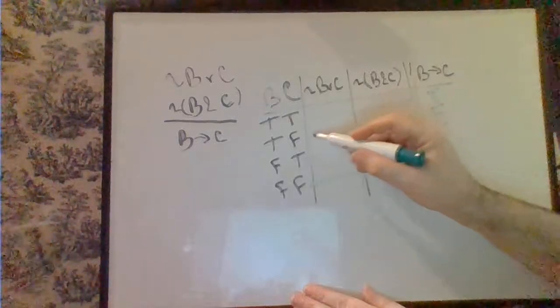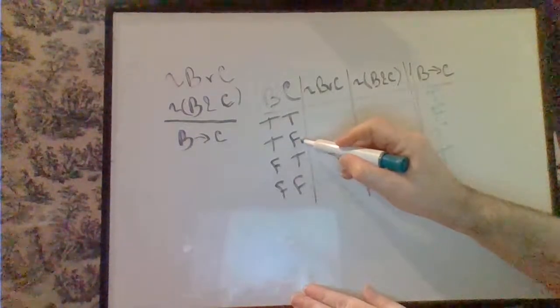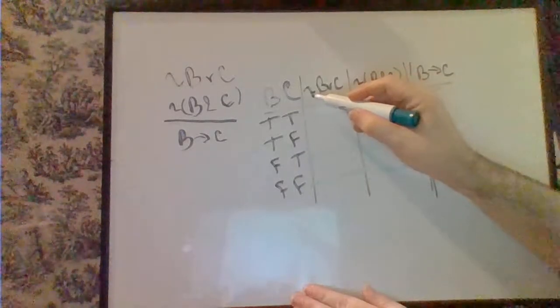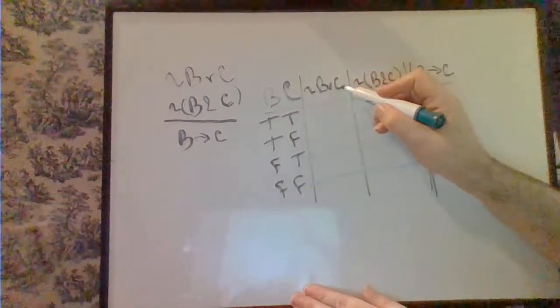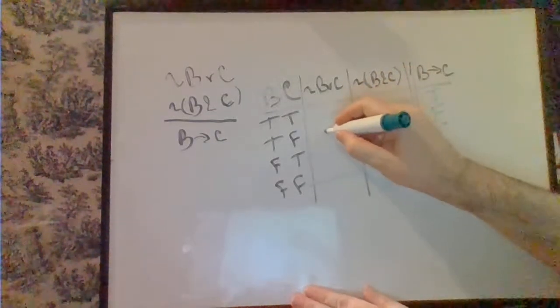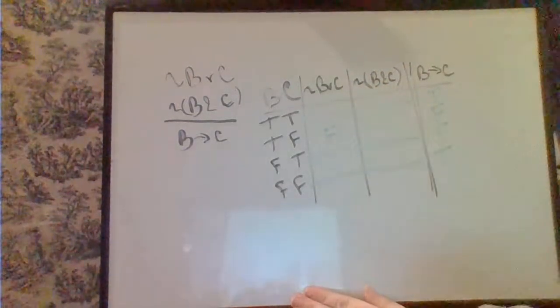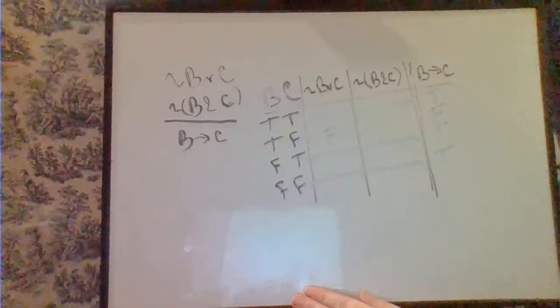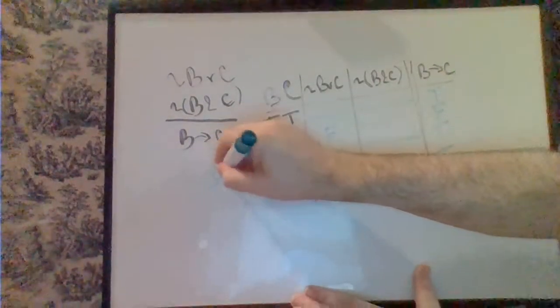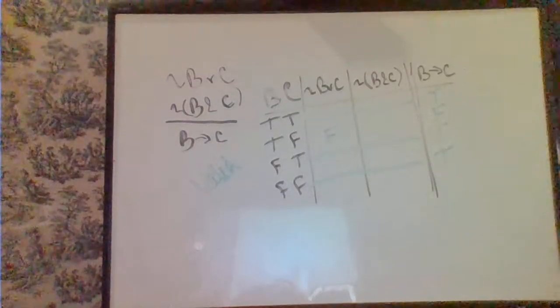So on line 2, B is true, C is false. B is true. Negate that, true becomes false. C is false. False, false with the wedge is false. I can stop right there. Without going any further, I know that this argument is valid because there's no possibility that I can have a line where true premises lead to a false conclusion.